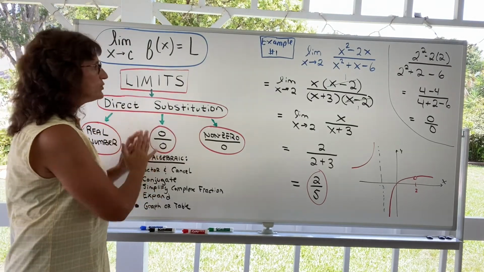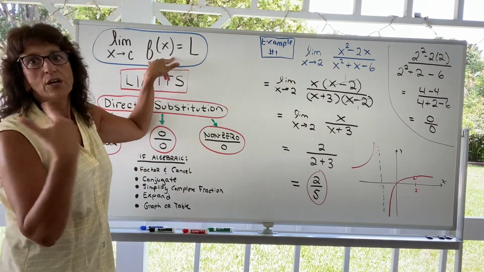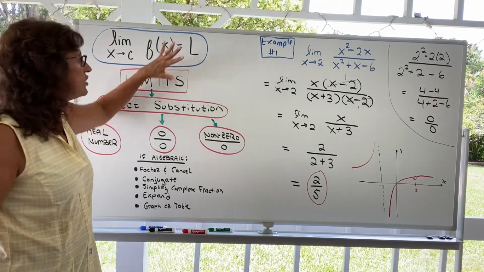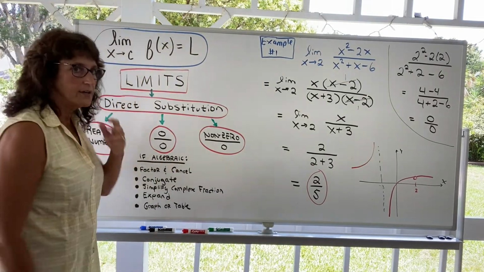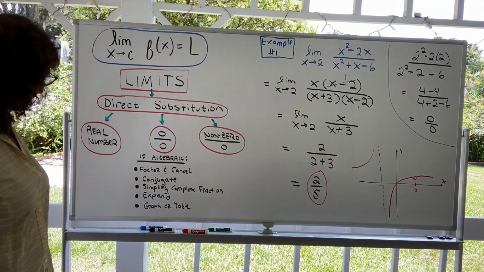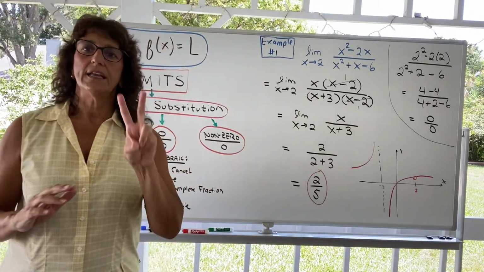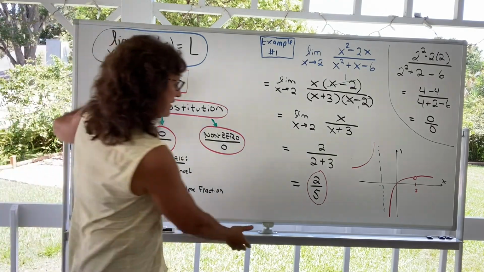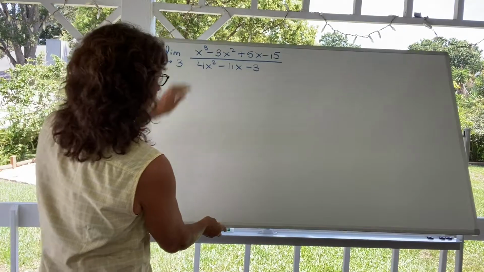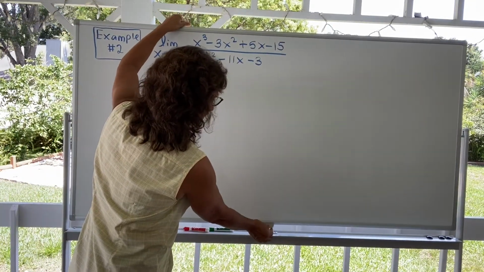And so when you have 0 over 0, you need to take the function and do something algebraic, trig, whatever it is. You need to do something to change the form of this function, okay? So in this video, we're going to concentrate on factor and cancel, and then I'll visit some of the other topics in future videos, okay? Let's take a look at example number 2.